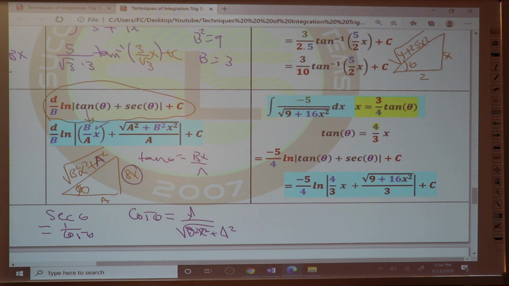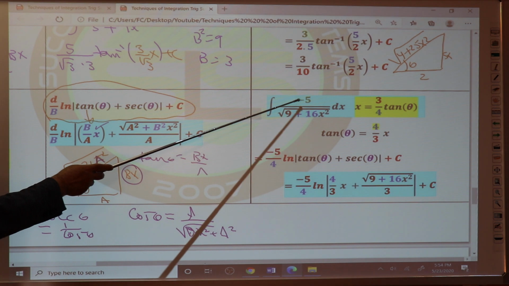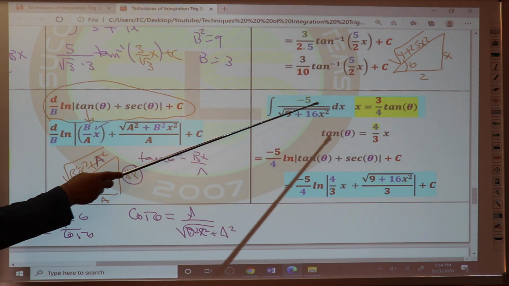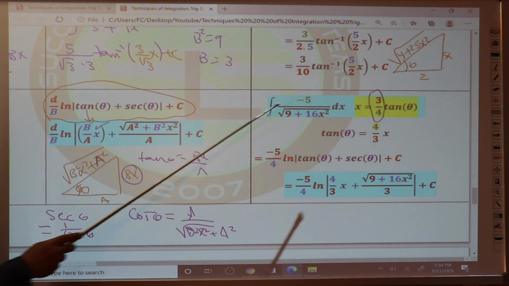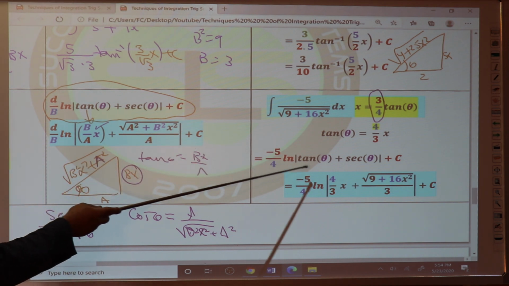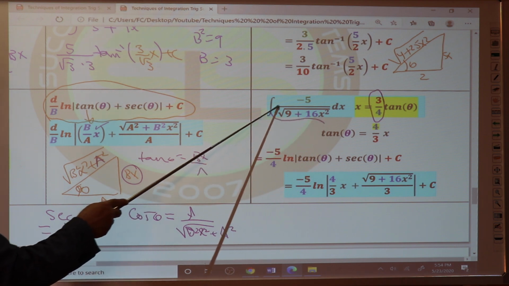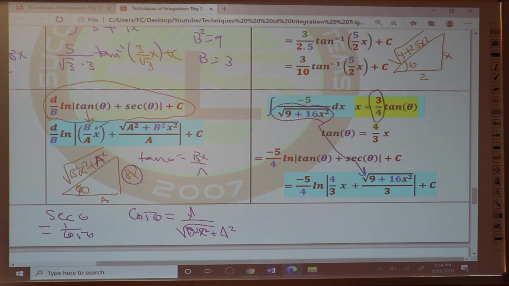Okay. Now an example for that. Let us see, d is negative 5, a is 3, b is 4, and my substitution is x equals 3 over 4 tan theta. Then tan theta is 4x over 3, then negative 5 tan theta, which is 4 over 3x. Okay, good.